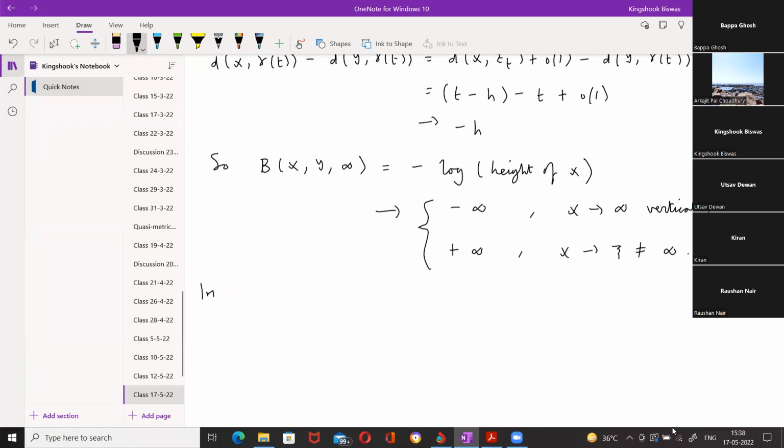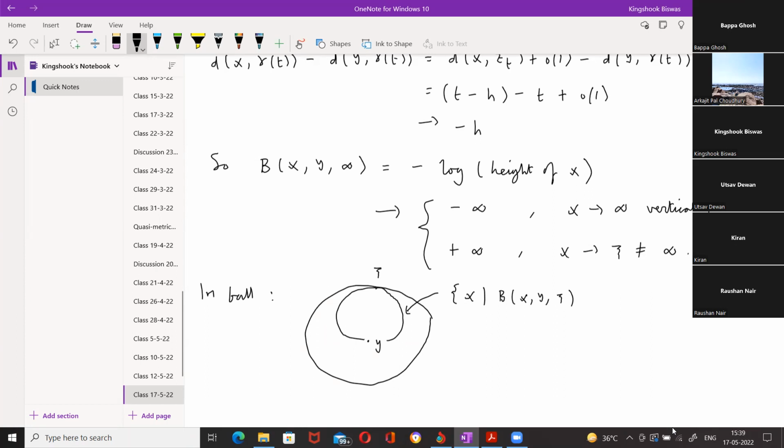So in the ball, what does the picture look like? Here you have y and you have x. So basically, I have a horosphere which passes through y. So what is this horosphere? This is the set of x such that b of x, y, xi equals 0. By definition, it's a level set of the Busemann function.